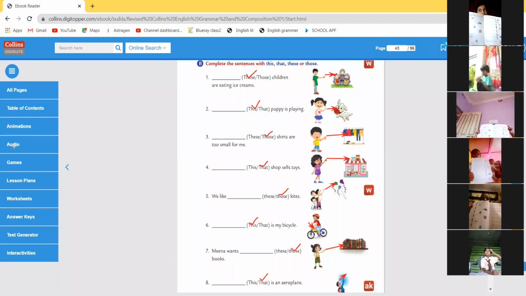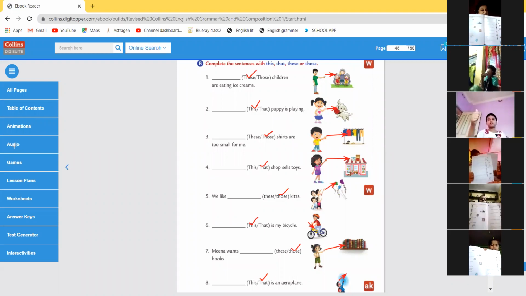Swastik, is it clear to all of you? These and those? Okay, these and those mean TH.